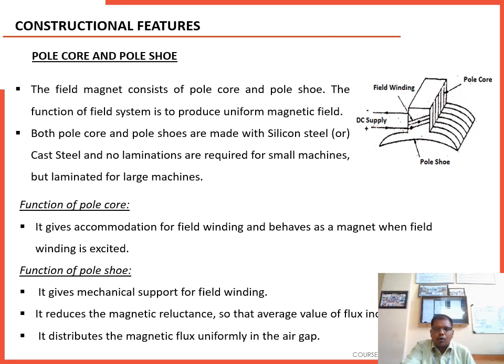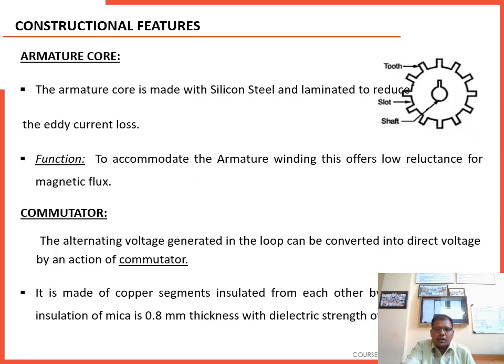Next one is the pole core and pole shoe. Here, the pole core is nothing but that which gives the accommodation to the field winding. The function of the pole shoe is to give mechanical support to the field winding. These two are made up of silicon steel.